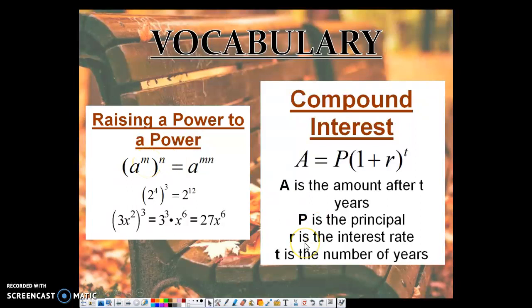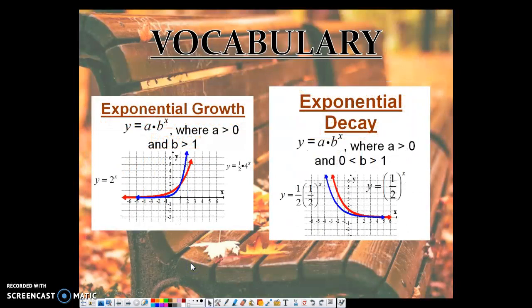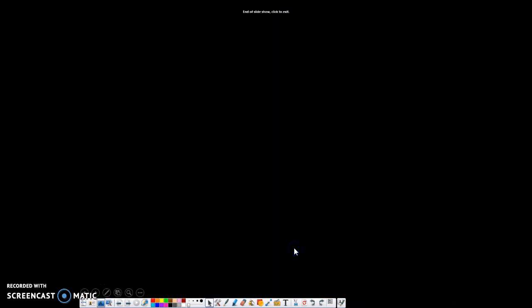And then compound interest we'll look at a little bit later on in the year. Exponential growth, when you read like a book that's going up. Exponential decay, when you read like a book that's going down.